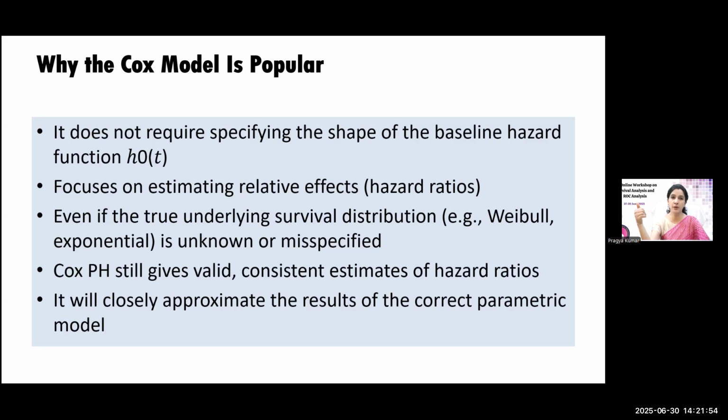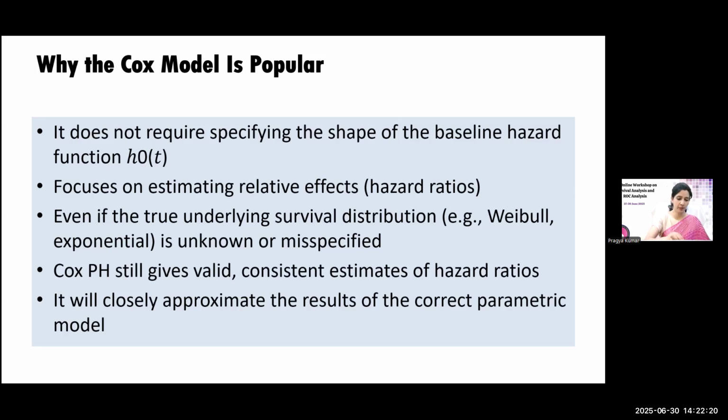because the first important thing is that it does not require any specific shape of the baseline hazard function. It is different from parametric, because in a parametric model you have to define which shape of baseline hazard you assume. So it doesn't need that particular assumption of the baseline function. Again, it focuses on relative hazard, that means hazard ratio.